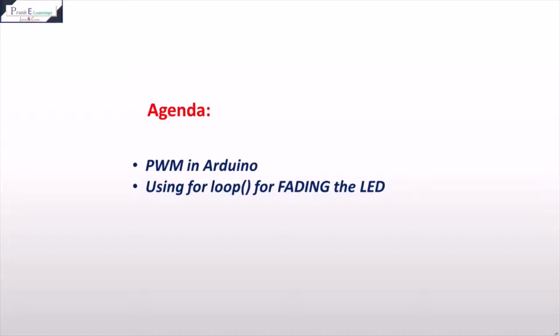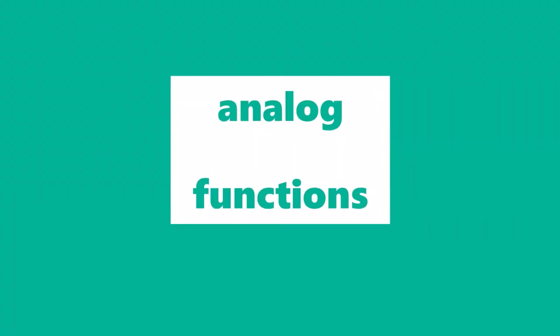Now let's see what this video covers. We will be seeing what is PWM in Arduino and using a for loop for fading the LED.